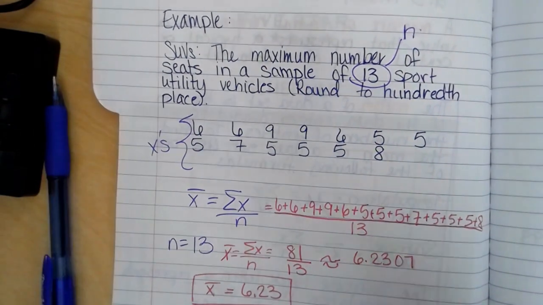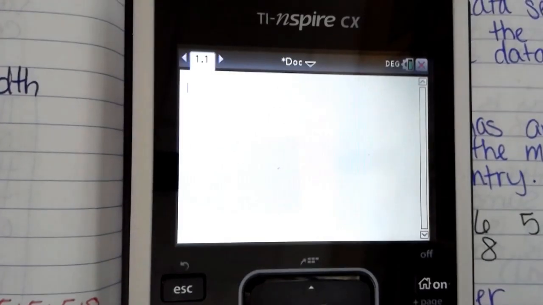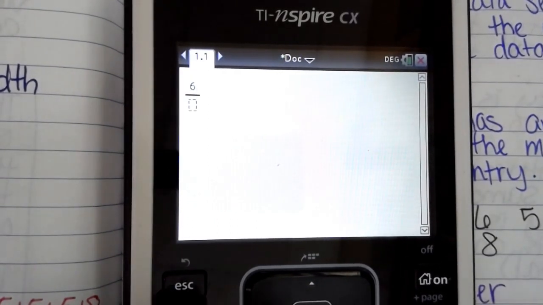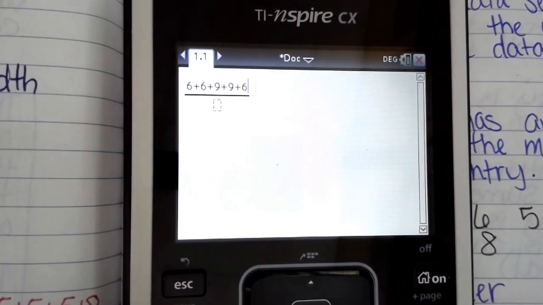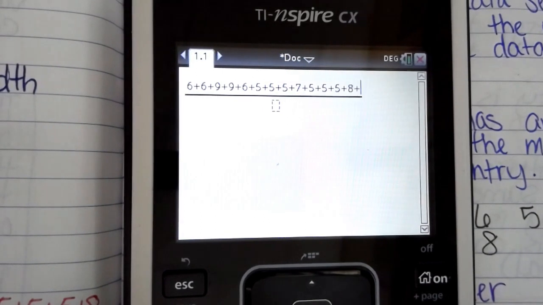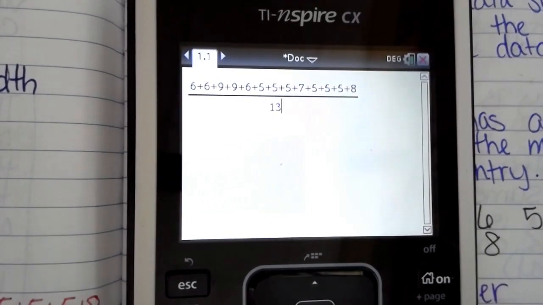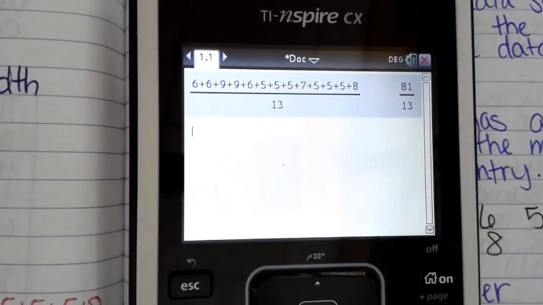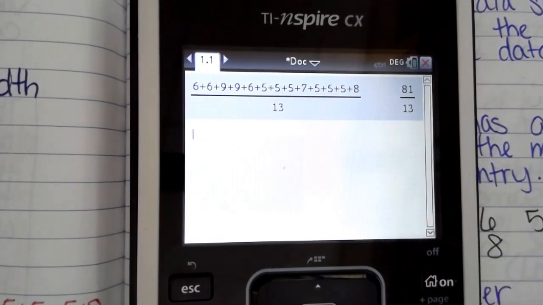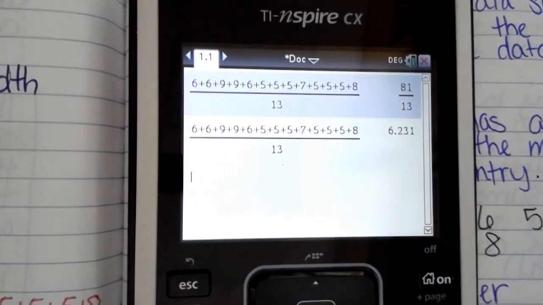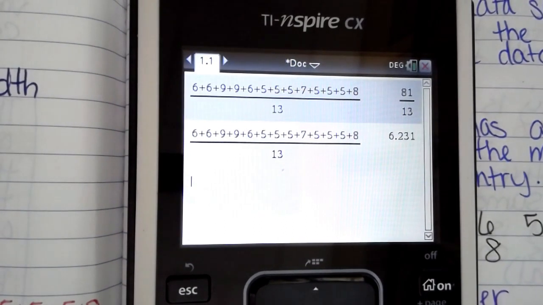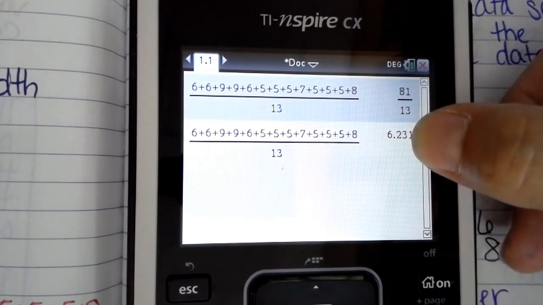Okay, so how would we do that on our calculator? You would just put in a fraction and then add up all your data points on the top. So 6 plus 6 plus 9 plus 9 plus 6 plus 5 plus 5 plus 5 plus 7 plus 5 plus 5 plus 5 plus 8. And then over what your n was, which was 13. And it will give you 81 over 13, which is what we found. To get it into decimal form, simply hit Control and Enter, and you will get 6.231. And again, we want to round to 2 decimal places, so you would drop that 1 and just put 6.23.